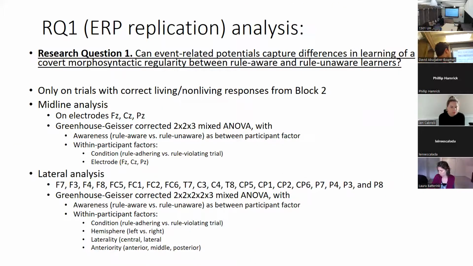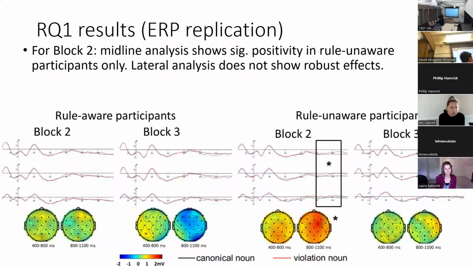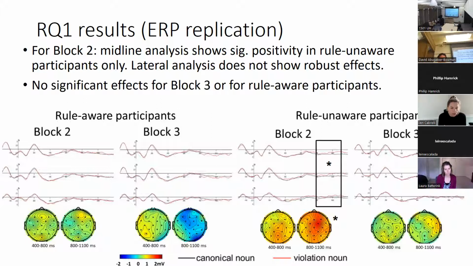Moving on to the ERP replication analysis. This screen here has some details about how these were actually conducted, which I can go back to if you like. The only significant ERP effect that we found was the late positivity in the rule unaware participants' block 2 data, which I've highlighted here. You can see the difference in the waveforms and the scout map in the late time window. However, after they did the rule debriefing interview and we told them the rule, the effect seems to go away. And also for rule aware participants, we didn't find any significant ERPs. Okay, so this doesn't seem to reproduce Pattern's results.